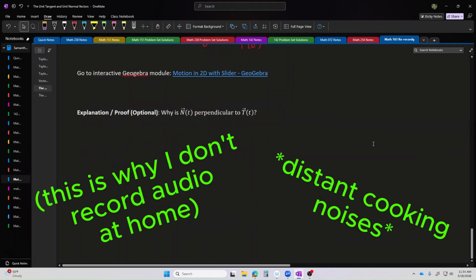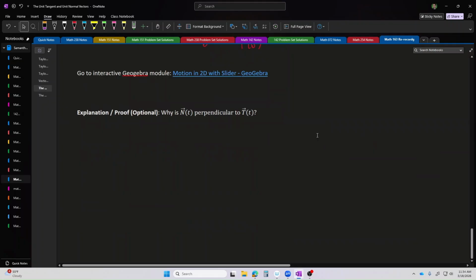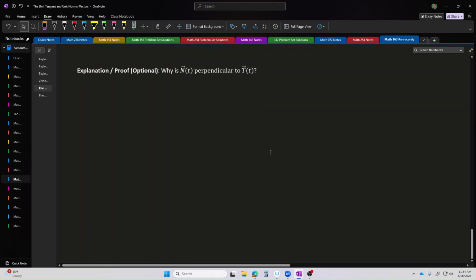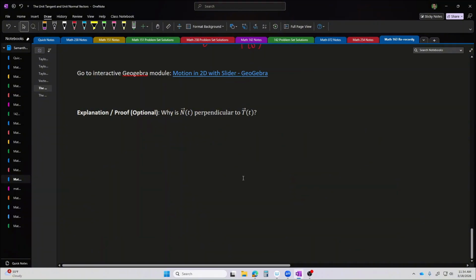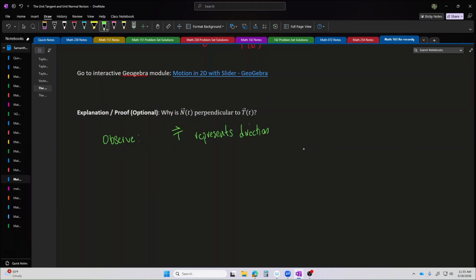In this part of the video, we're going to give an explanation, a proof, of why the unit normal vector has these special properties. First of all, why does it always point in the direction that the object is turning? And why is it always exactly perpendicular to the unit tangent vector T? To begin with, let's remember that the unit tangent vector, capital T, represents the direction in which the object is moving at any given moment. And let's also remember that the derivative represents the change in a quantity over time.